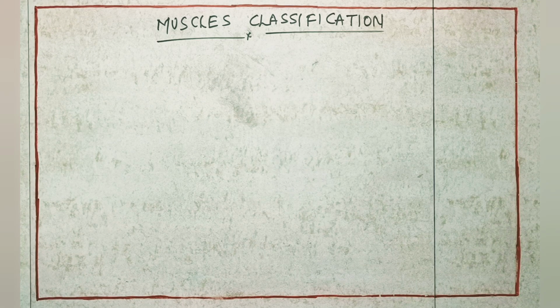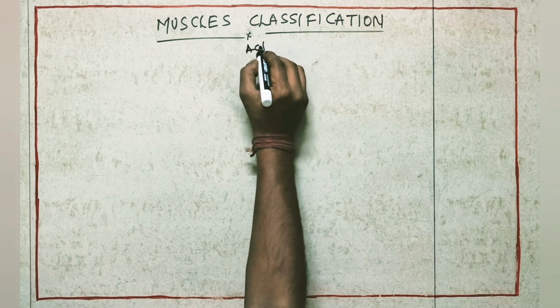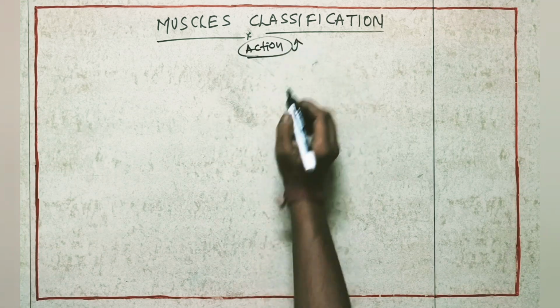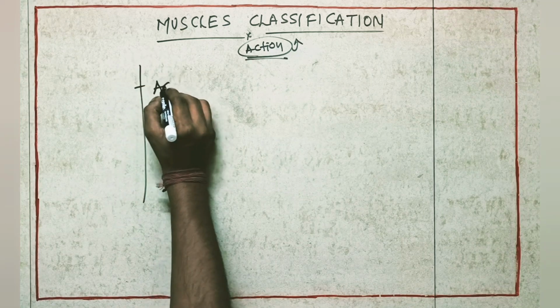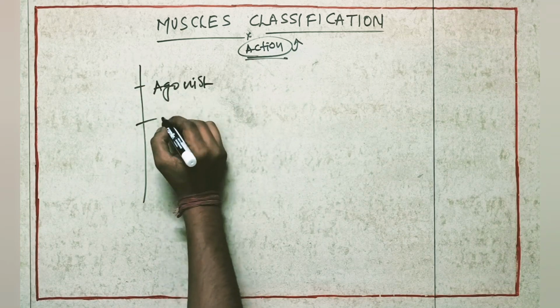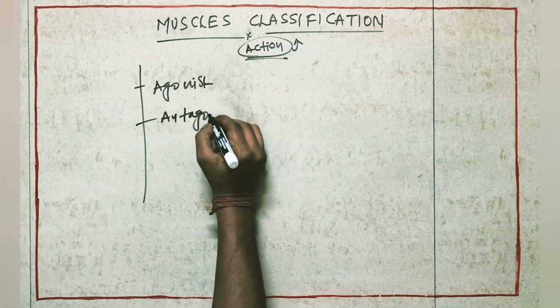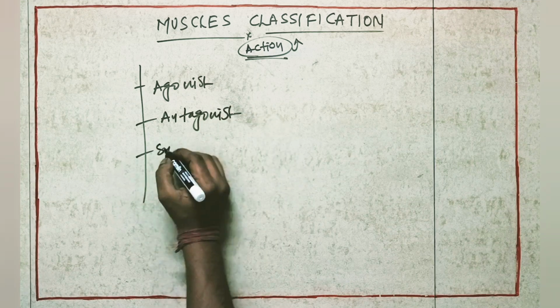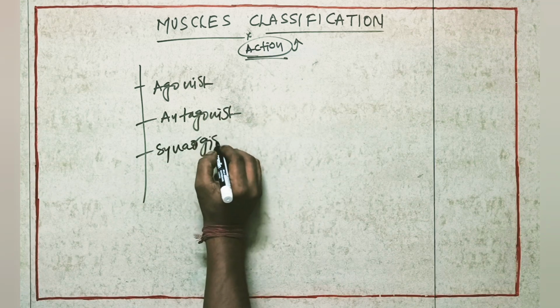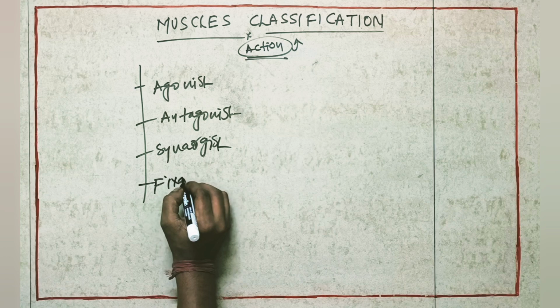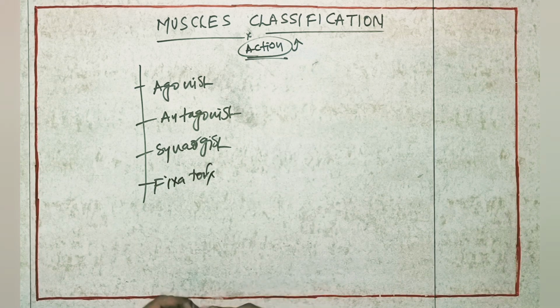Classification of muscles. Here we are going to classify muscles based on the action. Based on the action, muscles are classified. So the muscle types are: first, agonist muscles; then antagonist muscle group; after that synergists, and fixators. So these are the types of the muscles according to the muscle action.